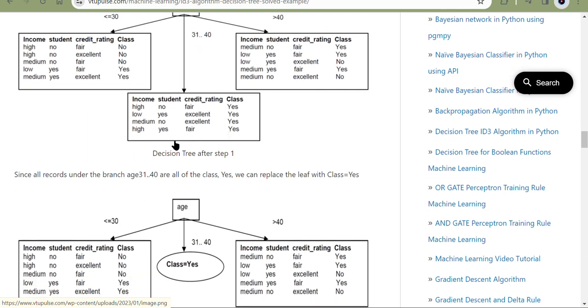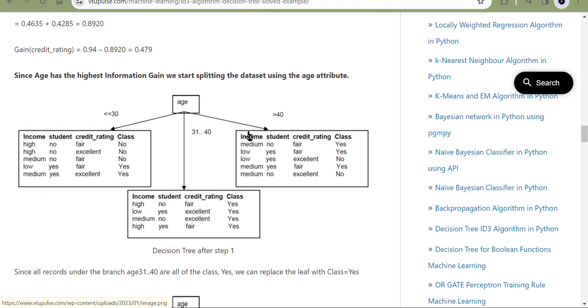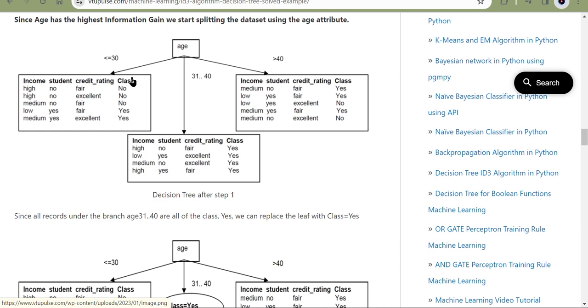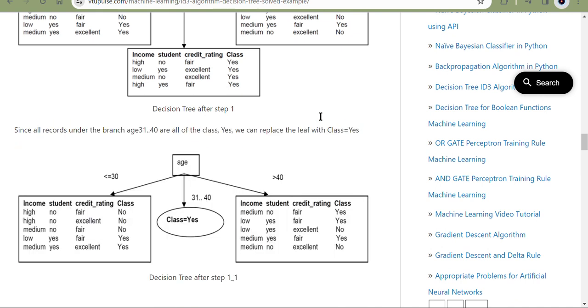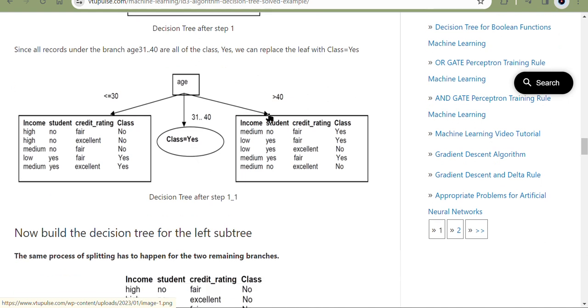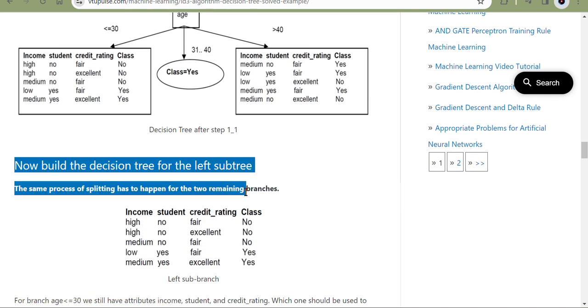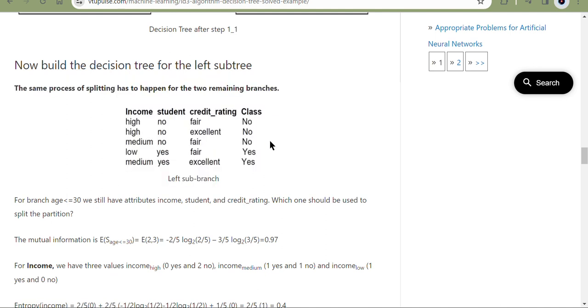Now we have split the data with respect to age, so we got these three tables. Since all records under the 31 to 40 branch are yes, we can replace that leaf with yes, so the class is yes. For the other two branches the classes are different, like yes, yes, no, no, yes, no, so we have to solve these. Now build the decision tree for the left subtree. The same process of splitting has to happen for the two remaining branches.